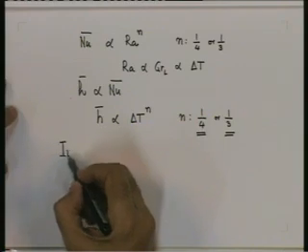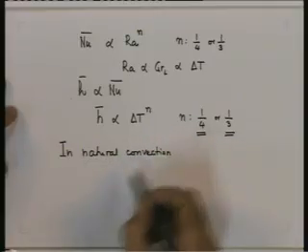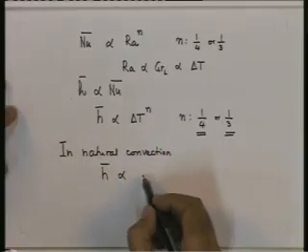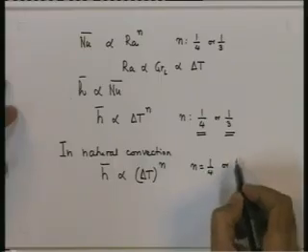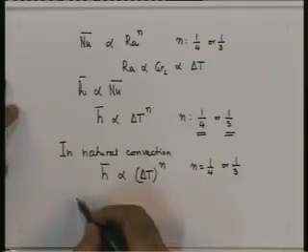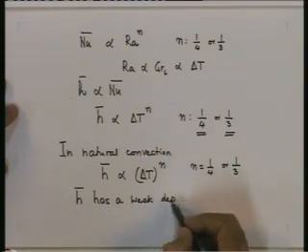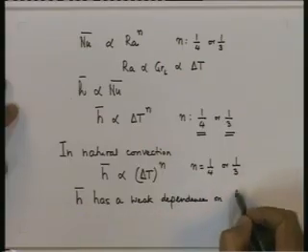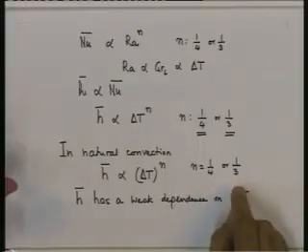and that means in natural convection the mean heat transfer coefficient is proportional to delta T raised to n, where n is 1/4 or 1/3 depending on the Rayleigh number, and hence H bar has a weak dependence on delta T. And since H bar is proportional to delta T raised to say 1/4 or 1/3, the heat flow will also not be directly proportional to delta T, it will be proportional to delta T raised to 1.25 or 1.33.